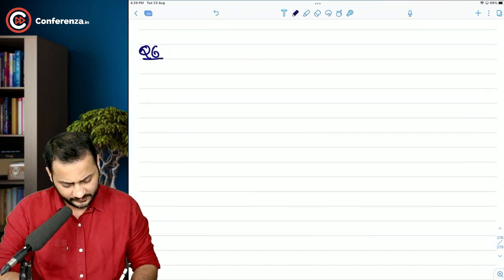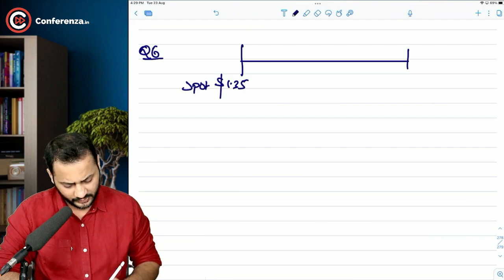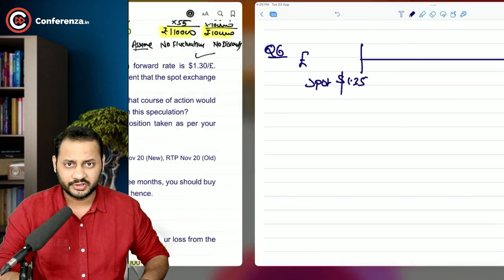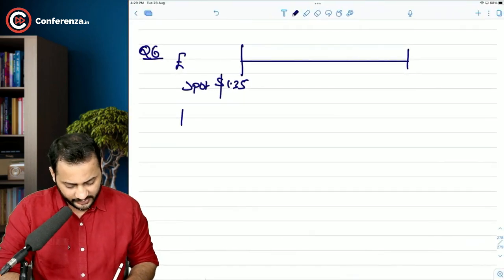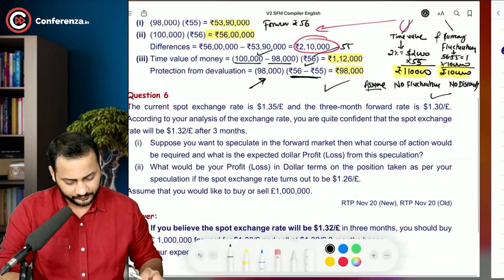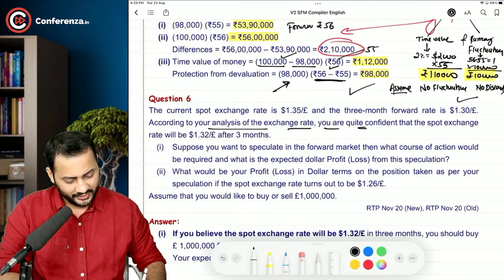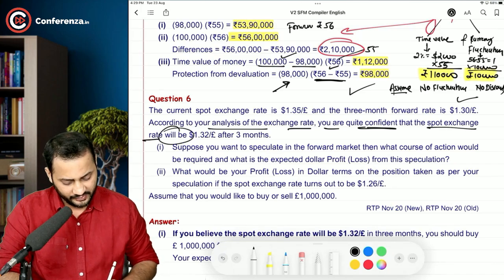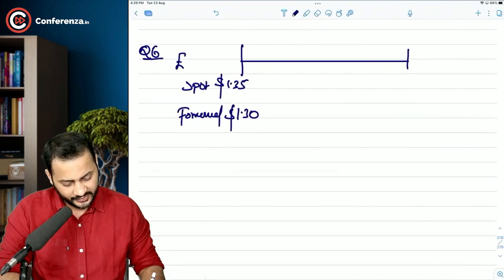Question number 6. So today if you want to buy the pound, it will cost you somewhere around 1.35 per pound. So what is the base currency in this question? Pound. And the 3-month forward rate is 1.30. So today you can enter into a forward contract also at 1.30. According to your analysis of exchange rate, you are quite confident that the spot exchange rate after 3 months is going to be 1.32. So this is your expectation that after 3 months it will be 1.32.